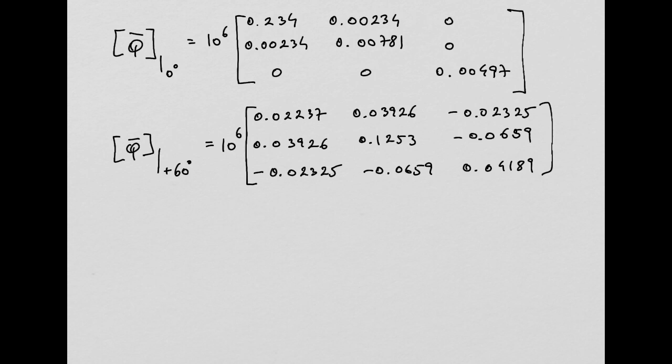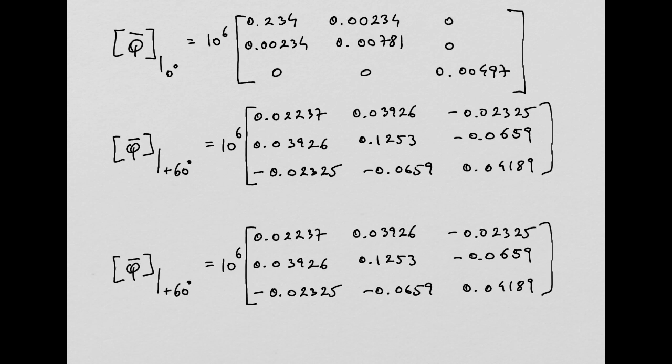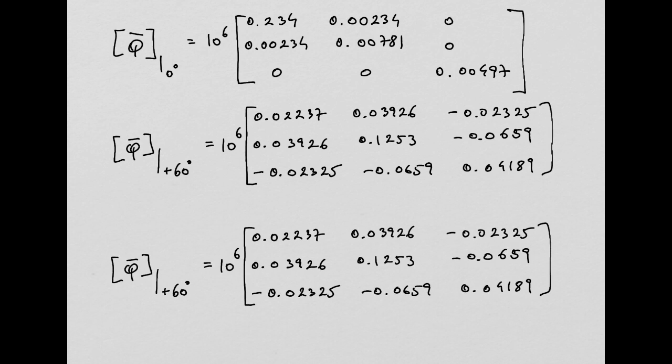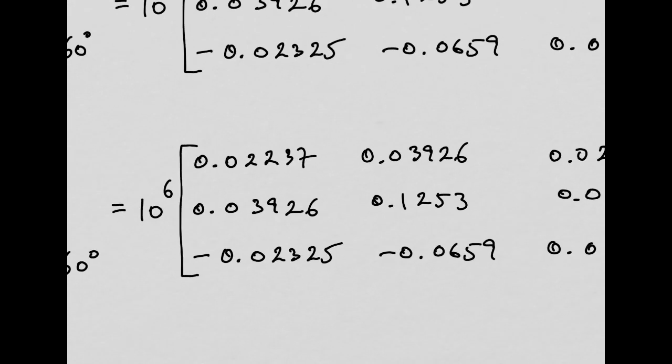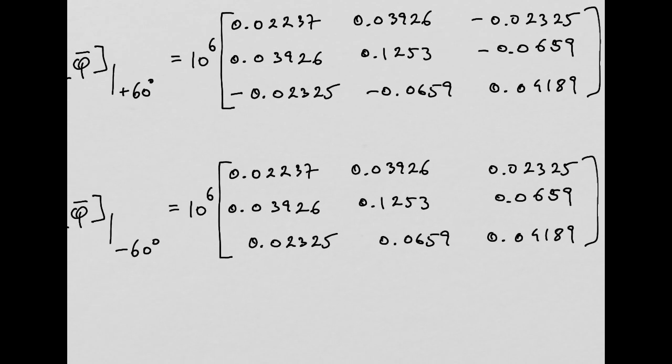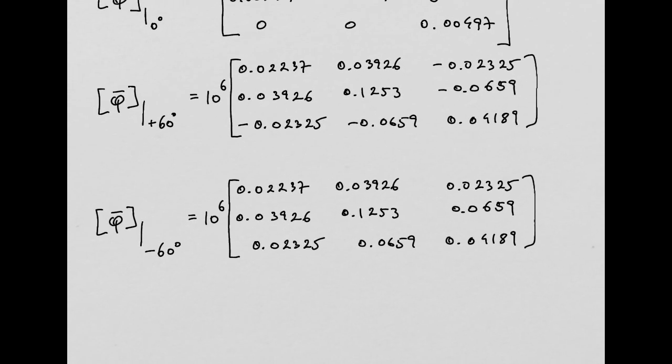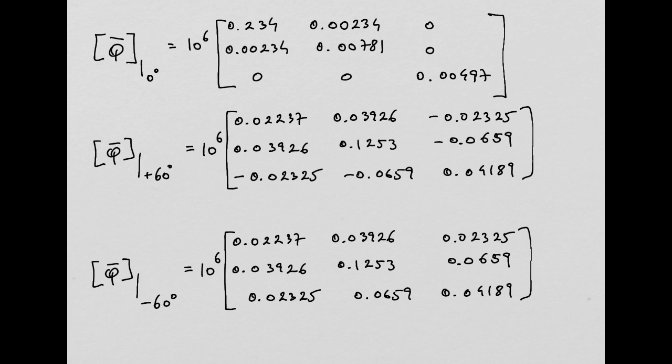And last one, for the minus 60 degrees, so here is going to be minus 60 degrees. Okay, there is a change here in the signal, so here is positive, same thing here. Positive, and then everything else is the same, right? Okay?